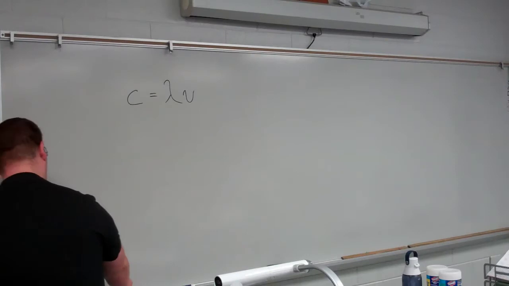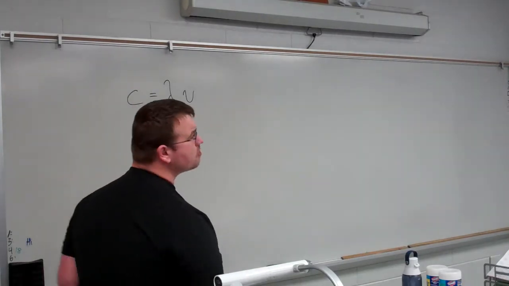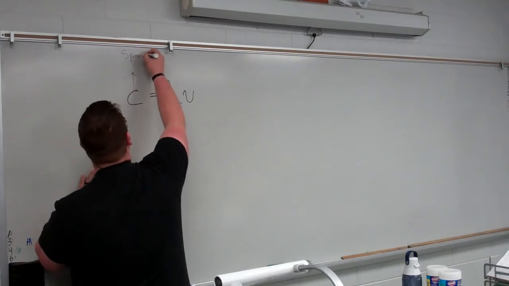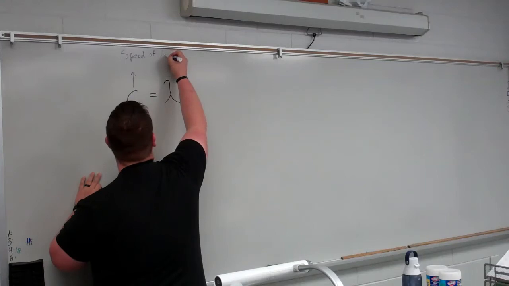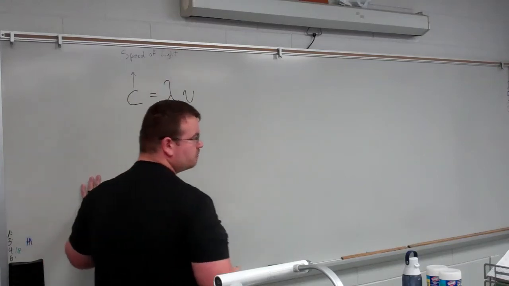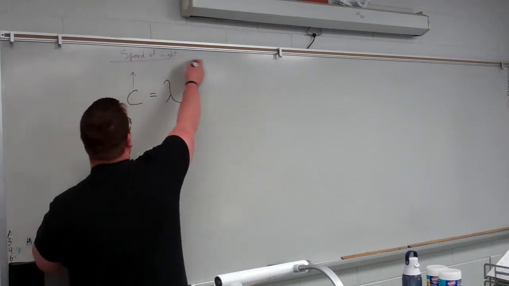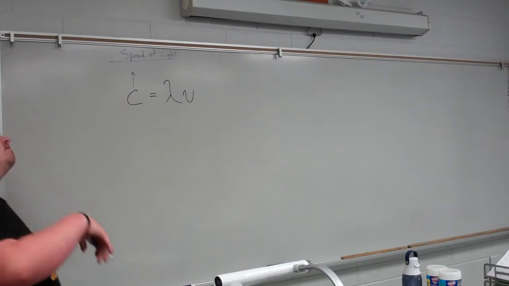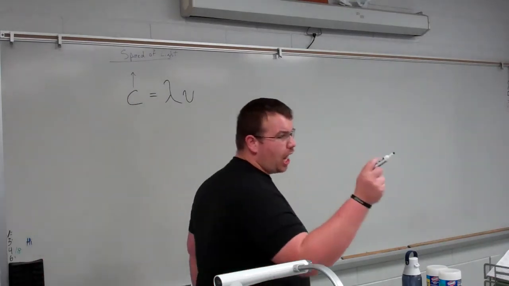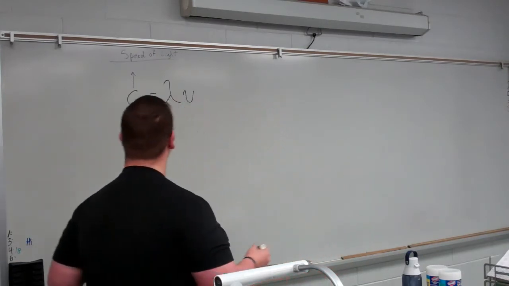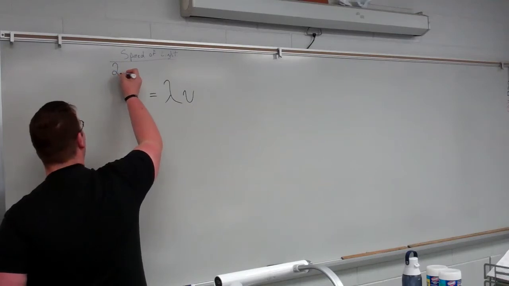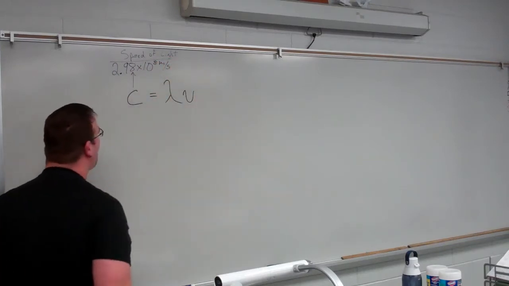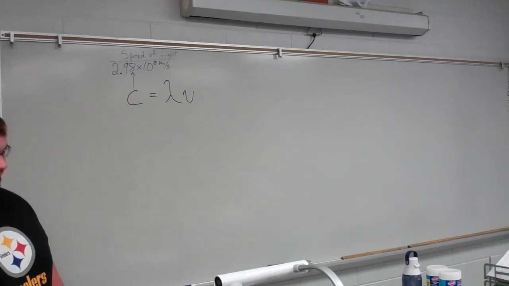Alright, so in this, c is your constant. You've heard of this constant before. c stands for the speed of light. Many people will look at you and say, oh, it's just 3.00 times 10 to the 8 meters per second. No, we care about accuracy and precision in this class. Ladies and gentlemen, 2.98 times 10 to the 8 meters per second. That is the speed of light.